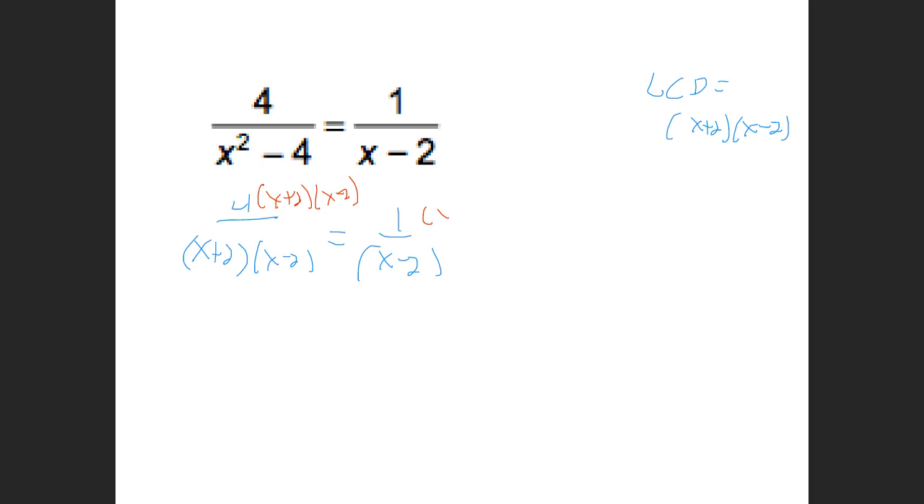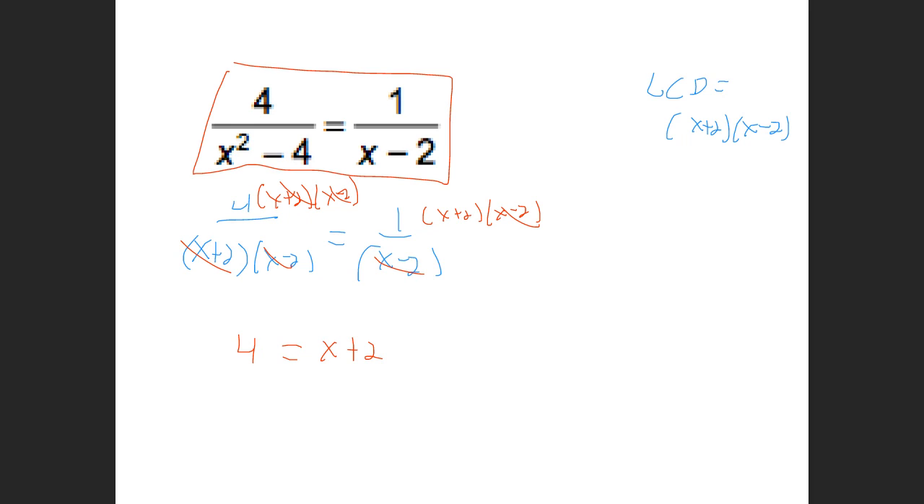I'm going to multiply over here by x plus 2, x minus 2. And look what happens. Here, both of them are going to cross off. I'm just going to be left with 4 is equal to, well, here the x minus 2's are going to cross off, so 1 times x plus 2. So look at that. This equation is exactly the same thing as this equation.